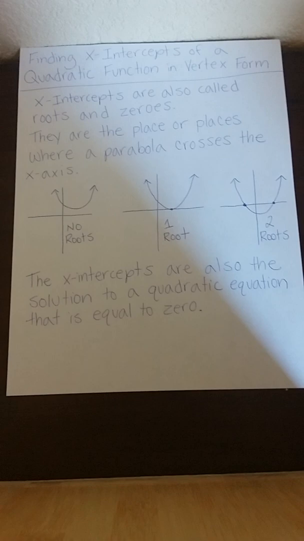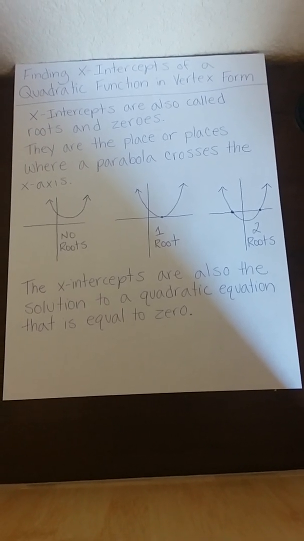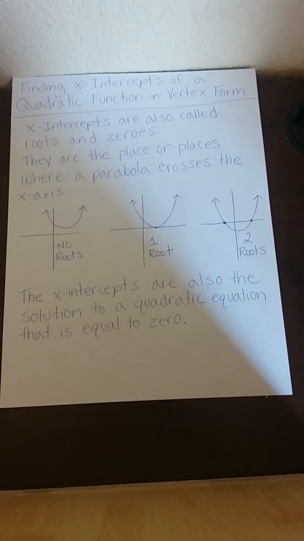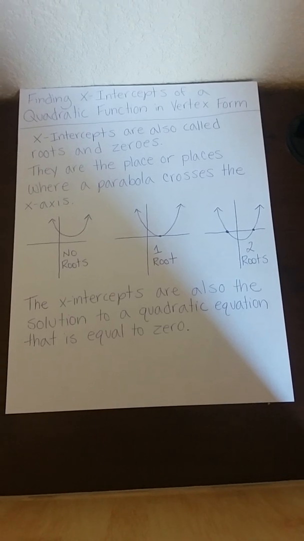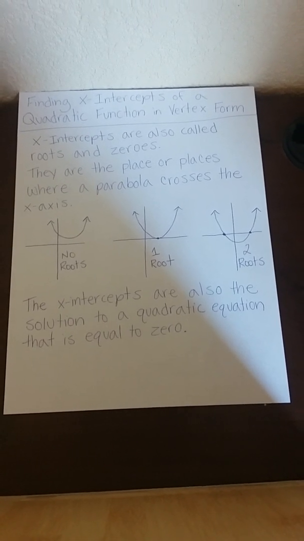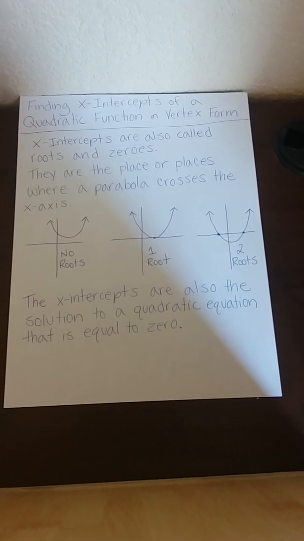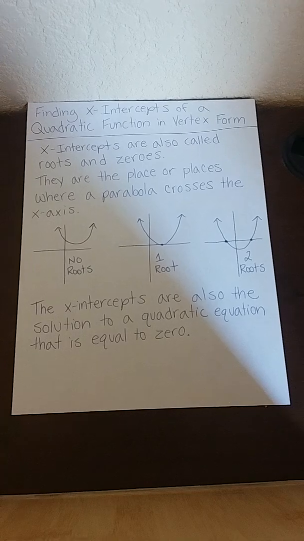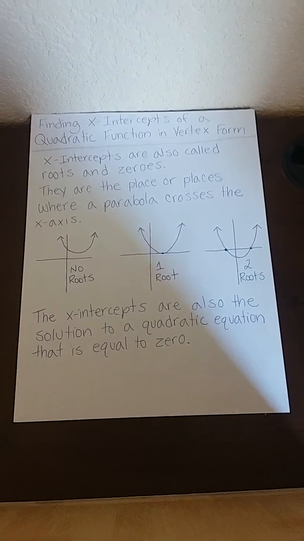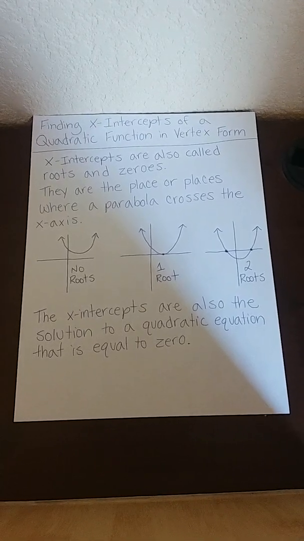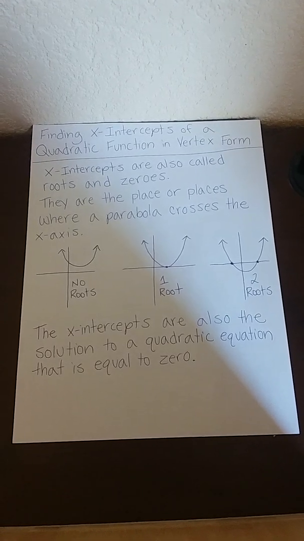The x-intercepts are also the solution to a quadratic equation that is equal to 0. The reason for that is that when you cross the x-axis, the value of y is 0. When you're on the x-axis, y is 0 because you're not up or down at all. You're exactly on the x-axis. So when y is 0, really you have a quadratic equation that equals 0. So if you have a quadratic equation that equals 0 and you solve it, then you've found your x-intercepts.